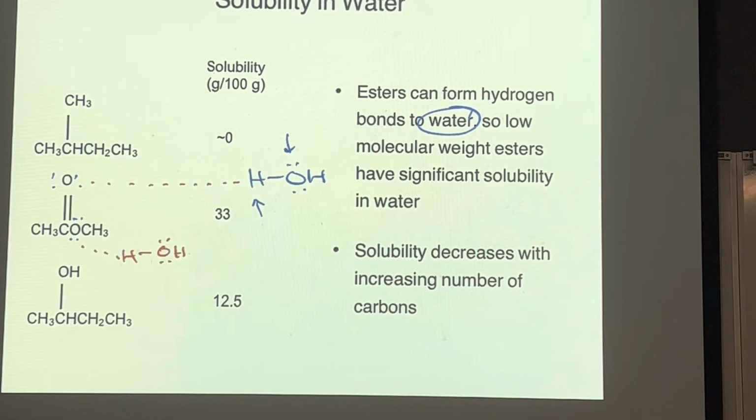Okay, so the lower molecular weight esters tend to be soluble in water, and the higher molecular weight esters that you're adding the big ol' R chain to tend to be less soluble in water because of the whole polar nonpolar thing. Are we all right with that, folks? Yay! Okay, questions for me?